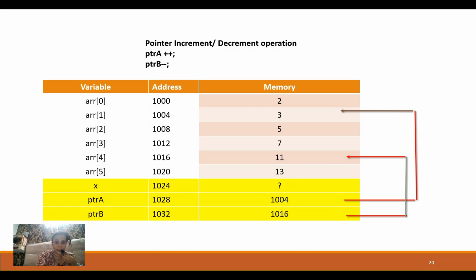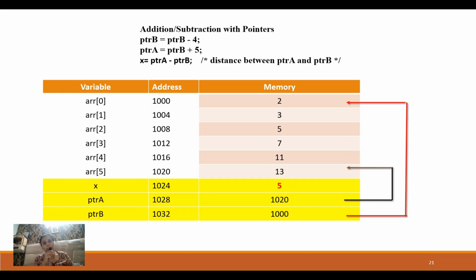So note here, ptra is pointing to arr[1], so 1004 is stored. ptrb is pointing to the fourth element, the fourth element having value 11, and its memory address is changed to 1016. So this is how we can do incrementation and decrementation. We can even do addition and subtraction with the pointers.